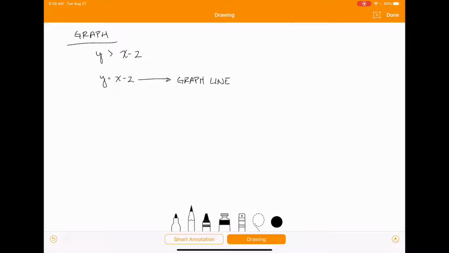Now there's a couple things you want to remember when you're graphing a line. You're going to want to remember what your slope is and what your y-intercept is. Now, if you remember, your slope is this value given before your x. So in this case, it's 1. And then this right here is your y-intercept, which is negative 2. Now, you also want to determine if you're going to graph with a solid or dotted line.